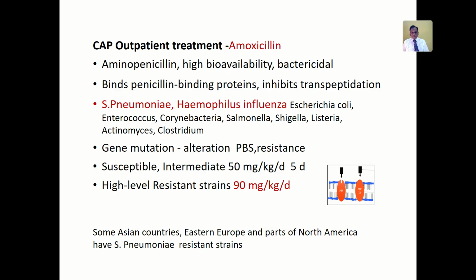Actually, Streptococcus pneumoniae doesn't produce any enzymes like beta-lactamase. It simply alters the penicillin binding sites and thereby develops resistance. The resistance is again classified into mild, moderate, or susceptible, intermediate, and high level resistant. Even intermediate level resistant Streptococcus pneumoniae does respond to amoxicillin. Even if the Streptococcus pneumoniae has high level resistance, there is no need to go for beta-lactamase addition. You simply increase the dose of amoxicillin to 90 milligram per kg.